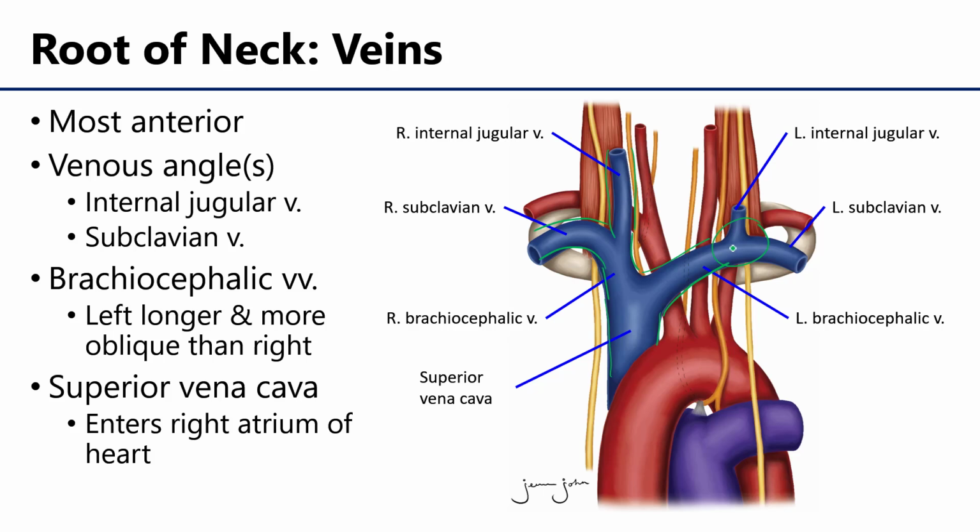Know that the left brachiocephalic vein is longer and more oblique than the right, which is shorter and more vertical. So we can see that everything is going to be posterior to these veins. We can see that the various nerves, so both the vagus and phrenic, are going to be immediately behind these elements.